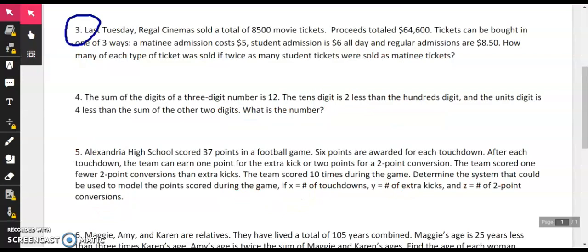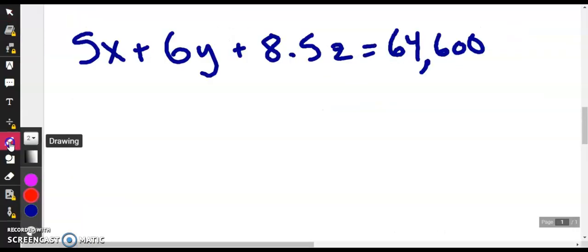So the next thing I'm going to do is look for any total values that I see. So here I see that the total cost should be $64,600. So I'm going to take each of the dollar values I see and use those to write my first equation. So we should see 5x plus 6y plus 8.5z equals 64,600.